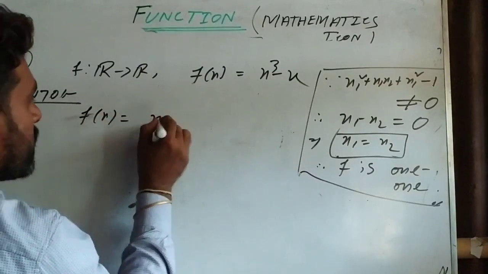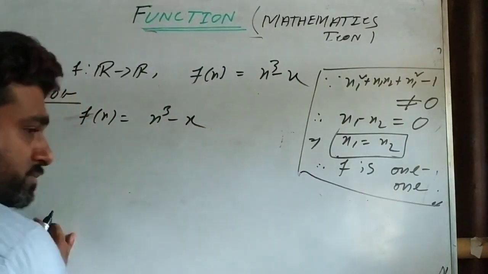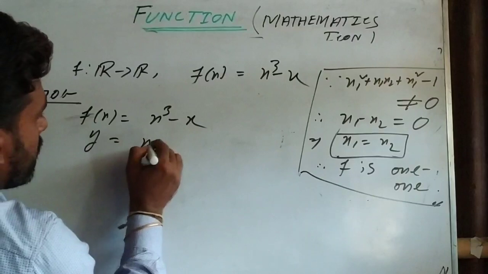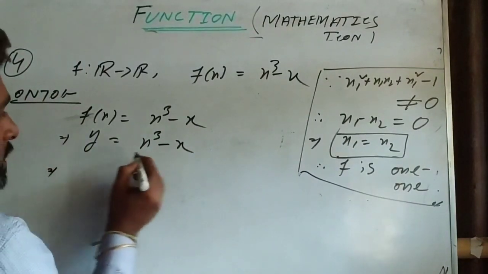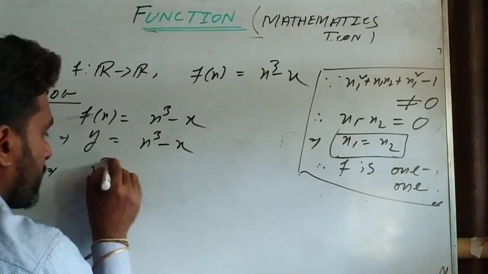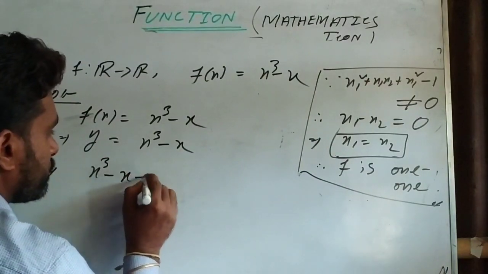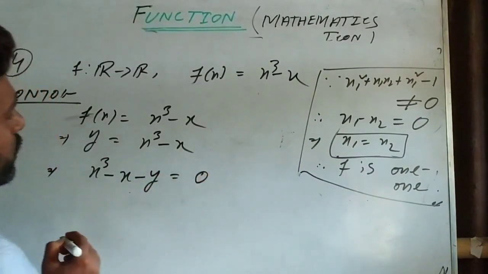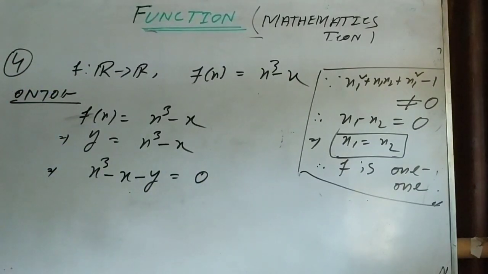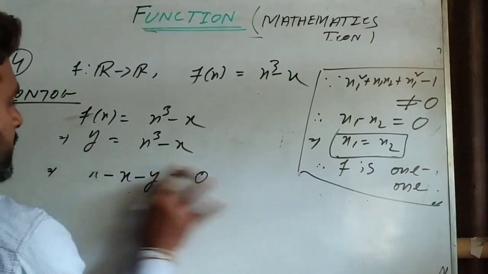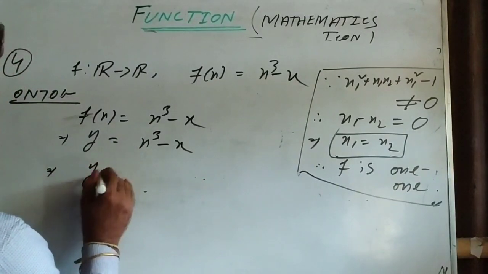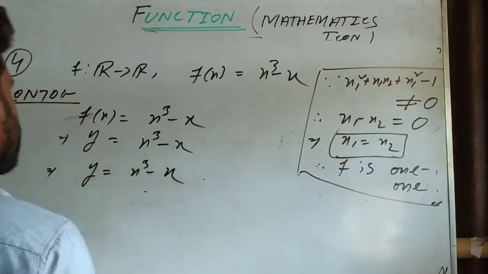f(x) equals x cube minus x, so y equals x cube minus x. So here this part is a cubic polynomial of x. So here, write it like this: y equals x cube minus x.